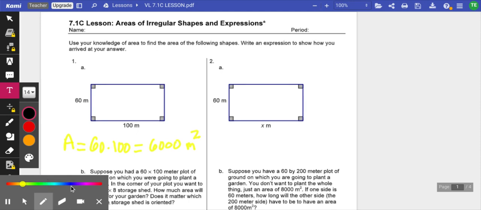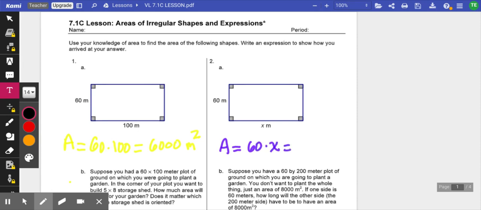Now over here, same type of problem. We have a rectangle. It has a base and a height, but now this has a variable expression. That's okay. That just means in our answer, we're still going to have an x. So we go through the same type of procedure. We go A equals 60, but this time it's times x. So we just get 60x meters squared. So the process is still the same, except one of your numbers is a variable now, so we have to pull the variable through the whole expression. So our answer is an expression.